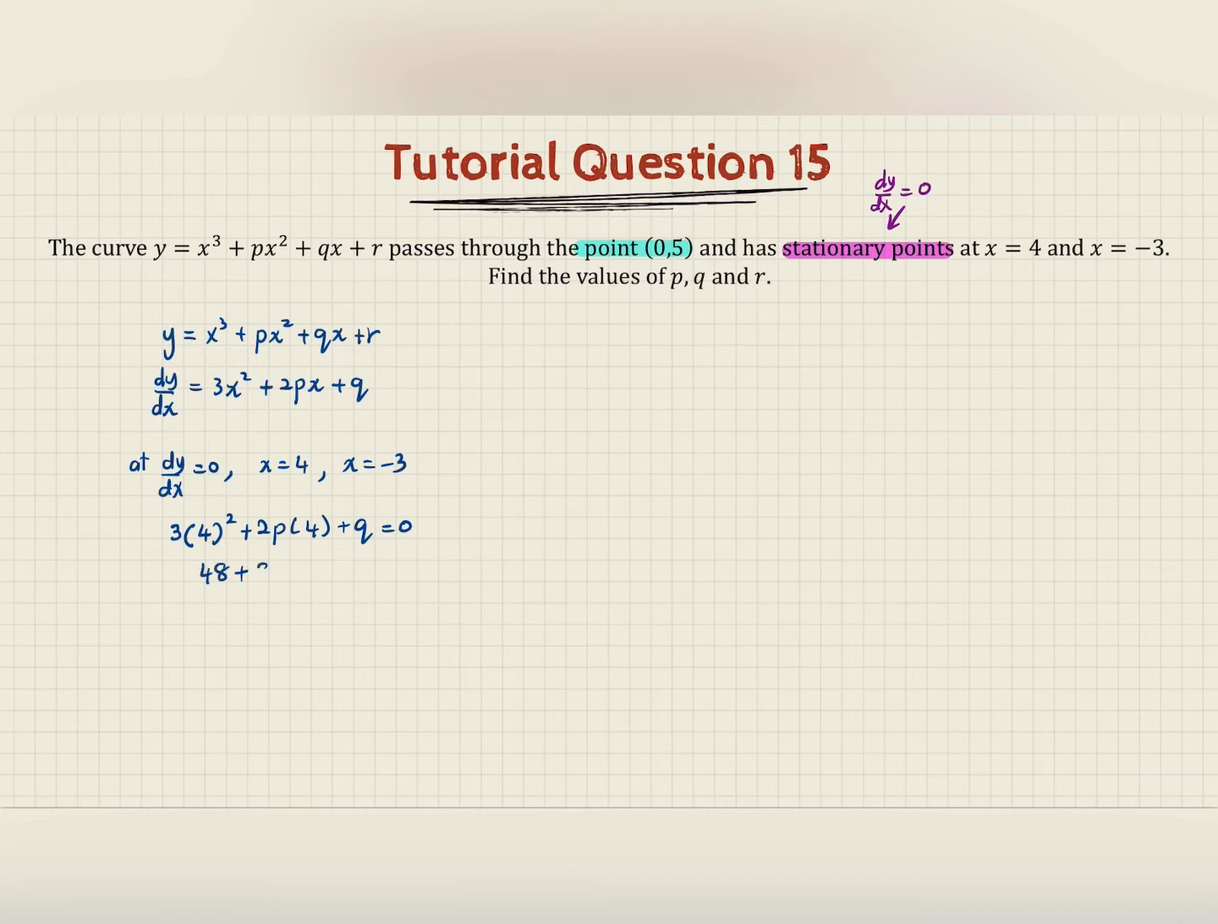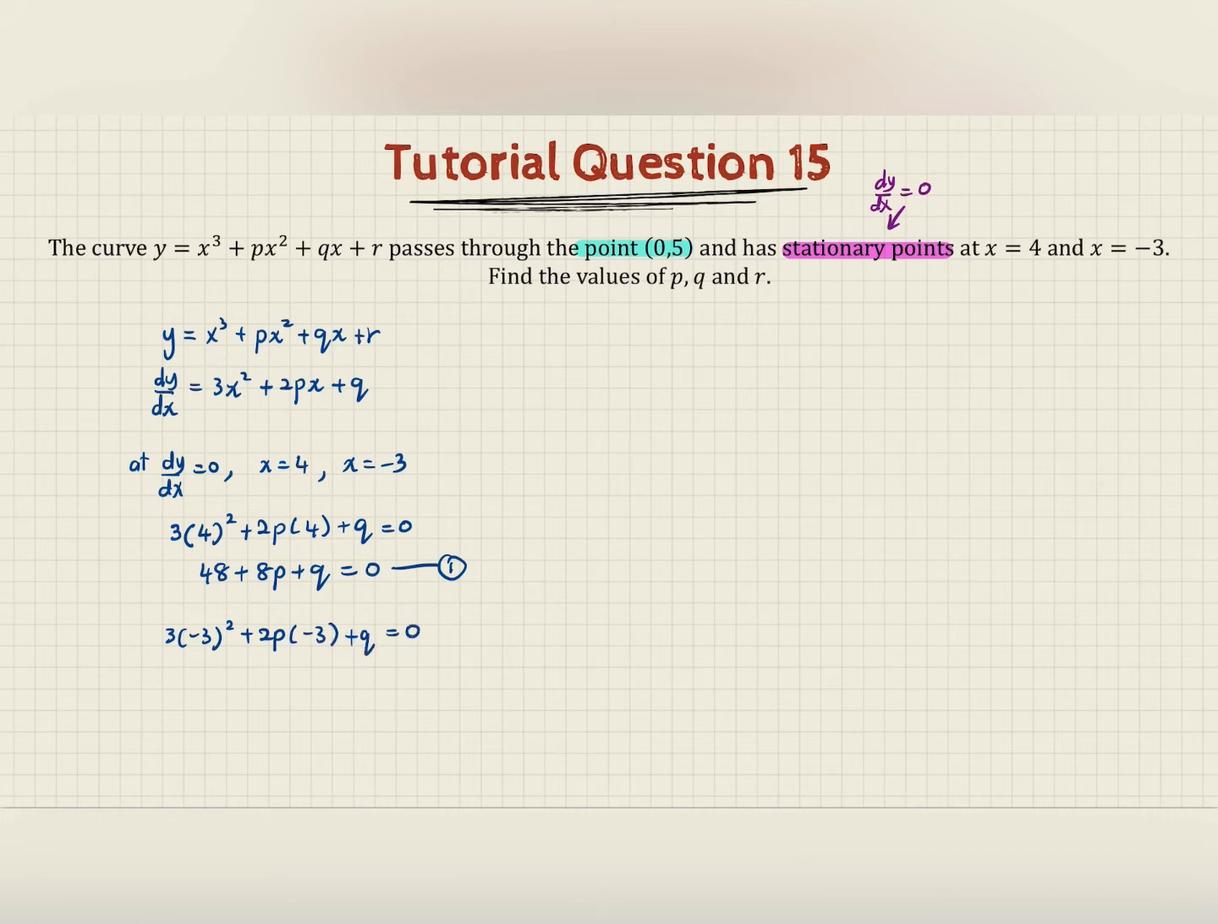48 tambah 8p tambah q equals to 0. Okay, so ini adalah first equation saya. Dan kemudian gantikan pula negative 3. So, negative 3 square plus 2p negative 3 plus q equals to 0.